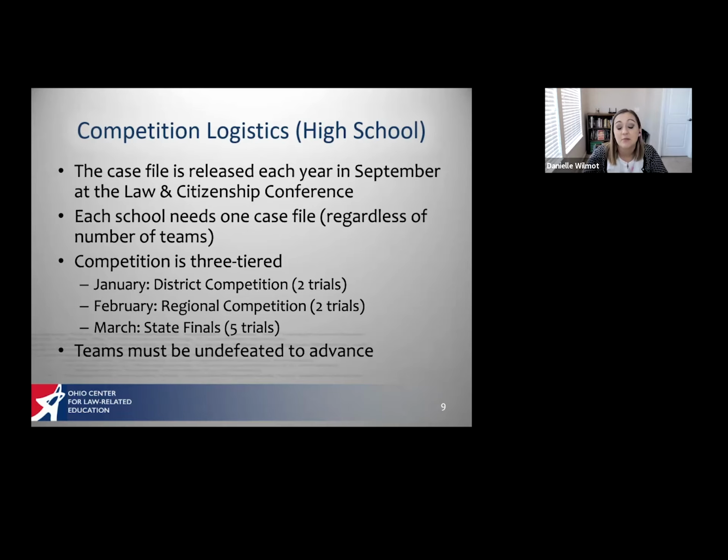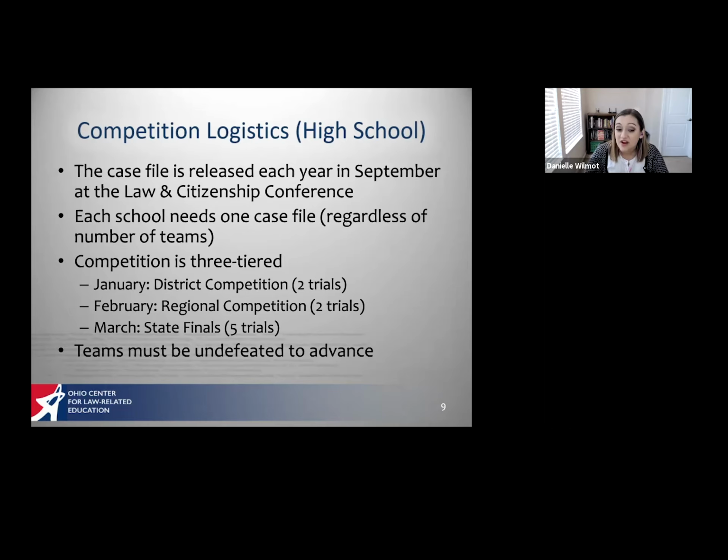Then teams that move on from the district competition, so teams that have won both of their trials, will move on to the regional competition, and that will follow a very similar structure in terms of presenting 2 trials. So they'll present both the prosecution and the defense side of a case. That takes place in February. Generally speaking, we try to allow for about 1 month in between, but just keep an eye on our website and in your case file to know the exact dates. But January for districts, February for regionals.